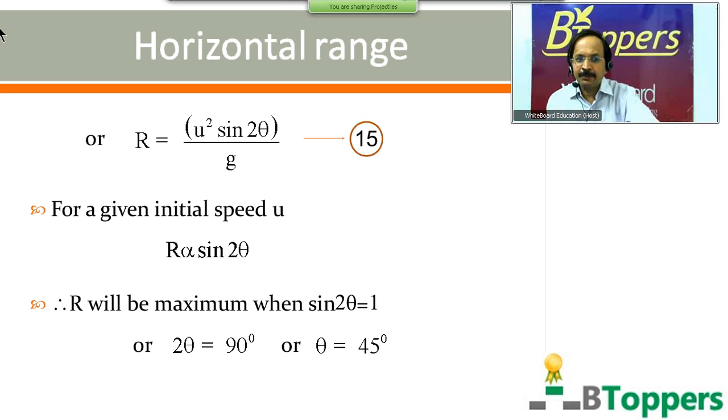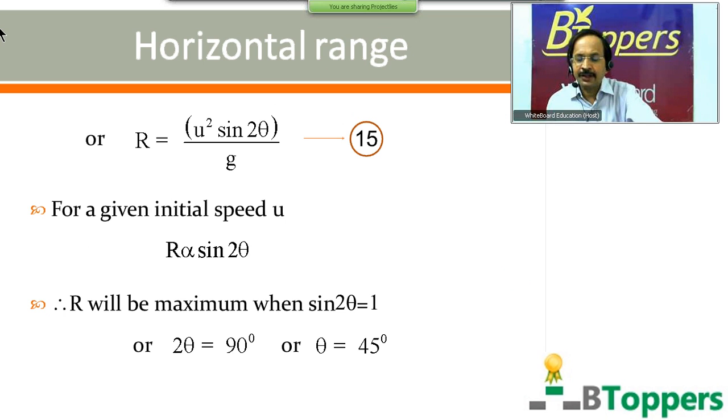So for a body projected from level ground, the horizontal range of the projectile when it returns to the level ground, or the horizontal range of the projectile when it returns to the horizontal plane of the point of projection, will be maximum when the body is projected at an angle of 45 degrees above the horizontal.